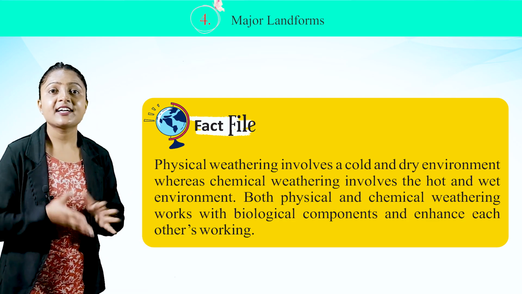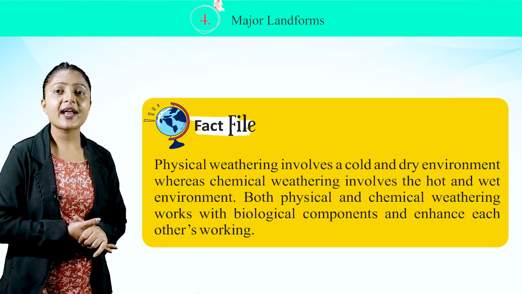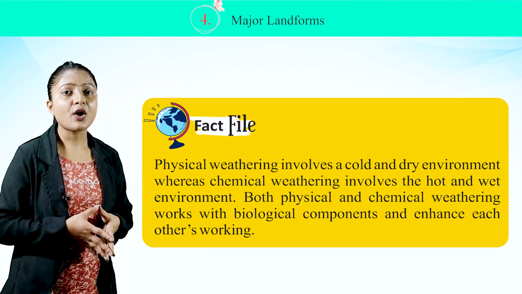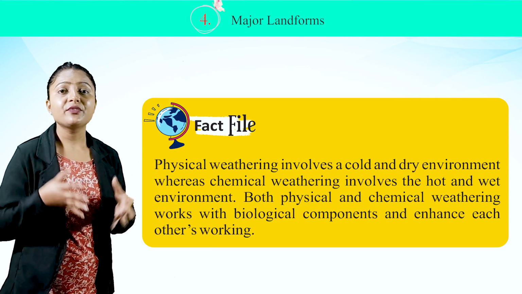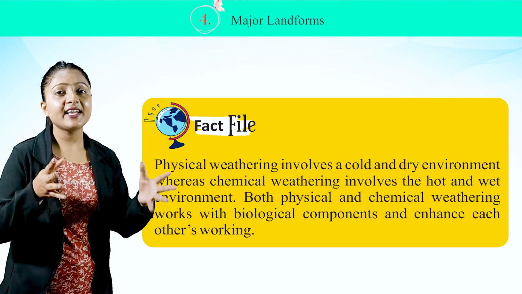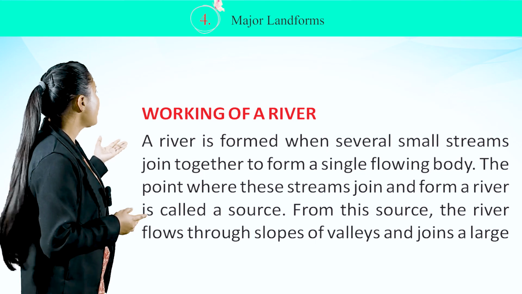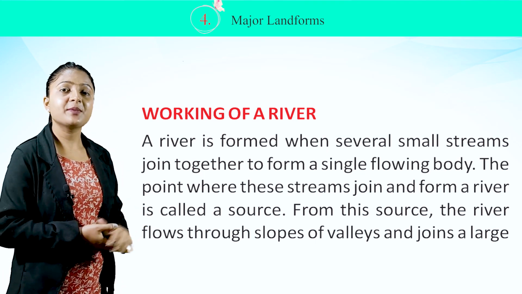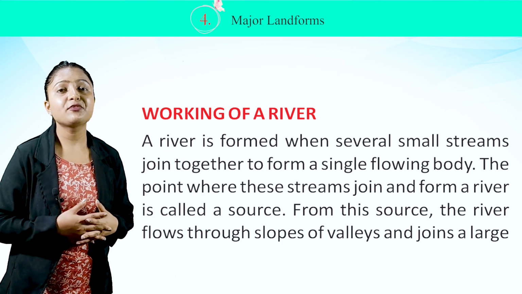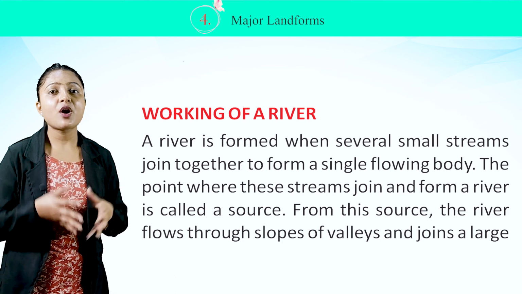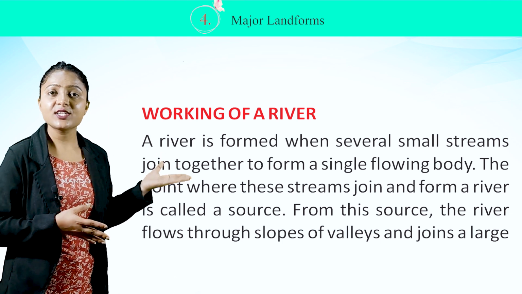Fact file. Physical weathering involves a cold and dry environment, whereas chemical weathering involves a hot and wet environment. Both physical and chemical weathering work with biological components and enhance each other's working. Working of a river. A river is formed when several small streams join together to form a single flowing body. The point where these streams join and form a river is called a source.